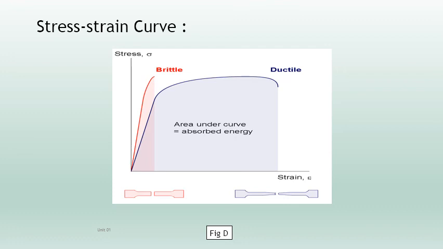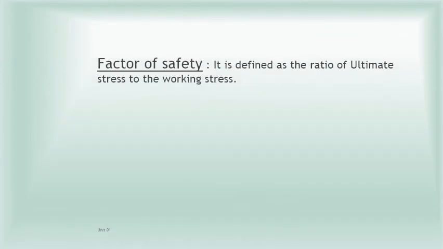Let's go to the next point. The next point is factor of safety. It is defined as the ratio of ultimate stress to the working stress, and remember this, its value is always more than 1. So while designing any component we have to consider the factor of safety, which must be more than 1.